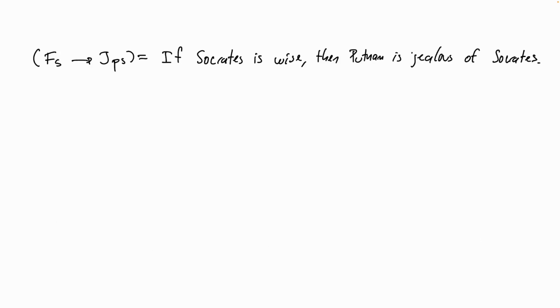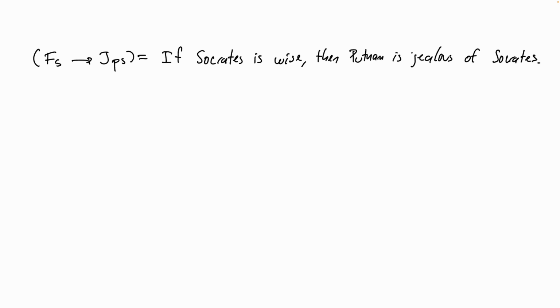Now, consider the formula if FS, then JPS. That says that if Socrates is wise, then Putnam is jealous of Socrates. Now, the claim that Socrates is wise, which was our previous example, is very easily seen as saying that Socrates meets a certain condition, namely the condition of being wise. By contrast, the claim that if Socrates is wise, then Putnam is jealous of Socrates isn't so naturally heard as attributing a certain condition to Socrates.